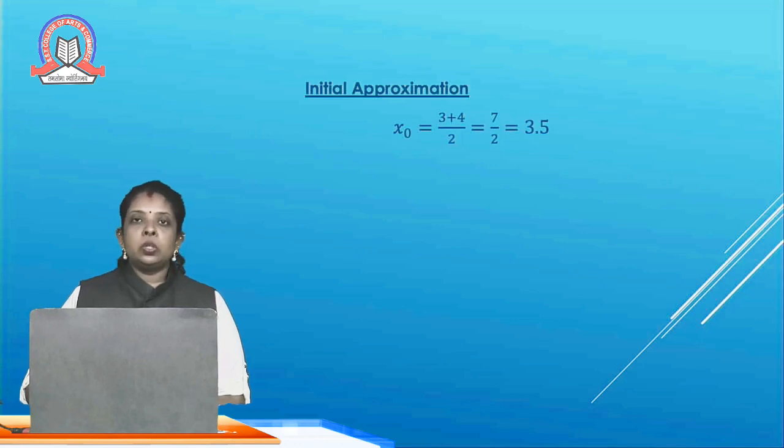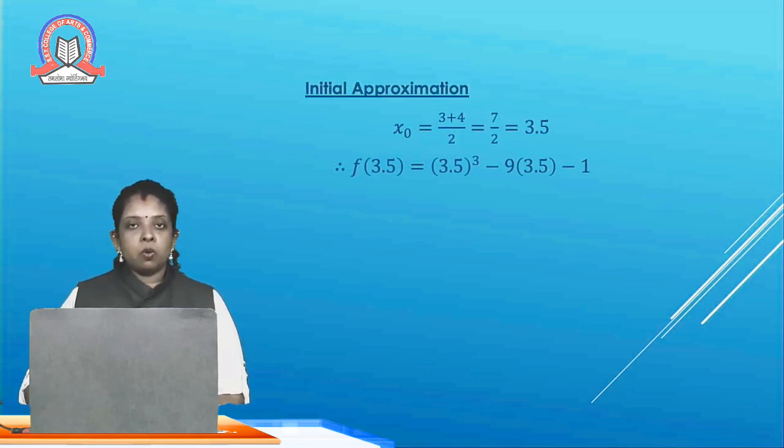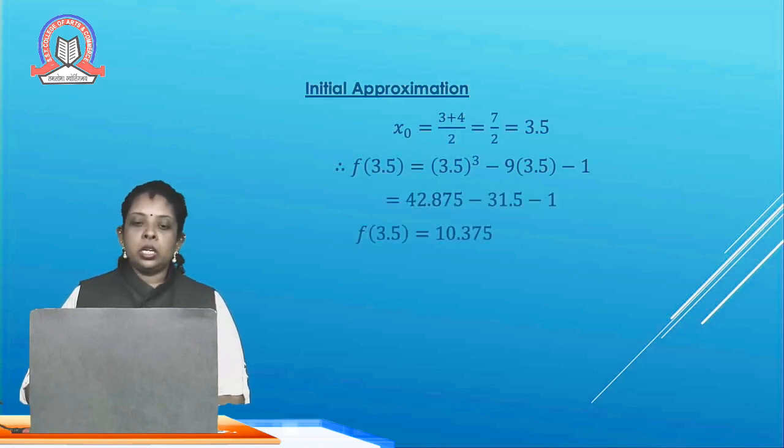x0 is equal to 3 plus 4 upon 2, because a is equal to 3 and b is equal to 4. Therefore the equation for xn was a plus b upon 2. So we are substituting it here, 3 plus 4 upon 2. That is equal to 3.5. So here we also have to substitute this 3.5 into our function, which was x cube minus 9x minus 1. So substituting, we are getting f of 3.5 is equal to 10.375. It is also greater than 0.